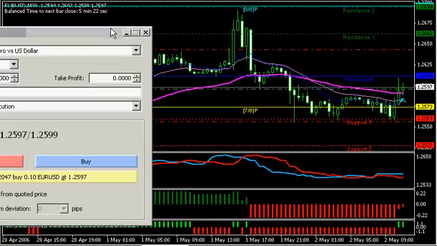On May the 2nd. The only announcements today are the auto and truck sales at 12 noon US time, which is not until 5 p.m. here in the UK. I wanted to show you this illustration of strategy number one.